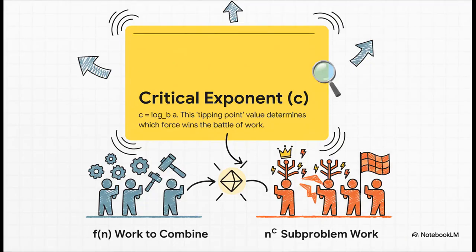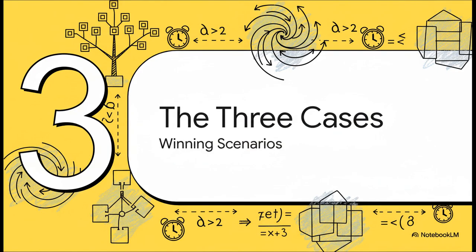The referee in this battle is this little value right here, c, which is log base b of a. Just think of c as the tipping point, a critical number that tells us how fast the number of subproblems is growing. All we have to do is compare the work at the root, f of n, to n raised to the power of this critical c. That comparison tells us who wins. So you do that comparison and what happens? Well, there are only three possible outcomes. That's it. Three scenarios, each declaring a clear winner and giving us the final runtime.